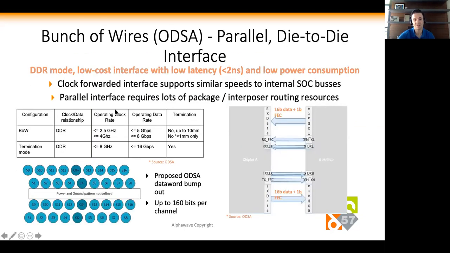So now moving into types of interfaces that are used for die-to-die links. The first one I'll review is Bunch of Wires, which is driven by an industry consortium called the ODSA. It is a DDR-like type of interface, which has a forwarded clock and single-ended data signals that are built into channels. Some of its benefits are that it's low latency, and because of its single-ended signaling scheme, it's also a lower power form of die-to-die interface.